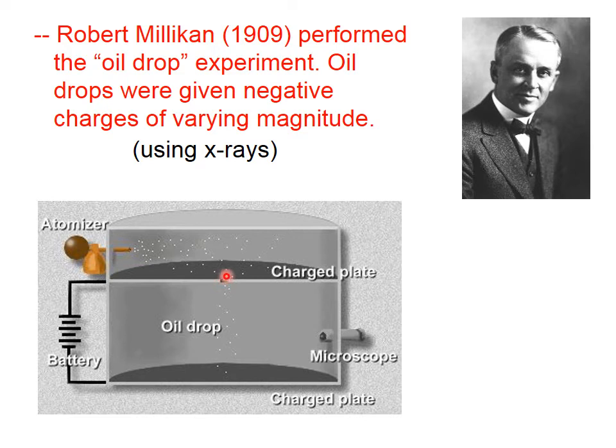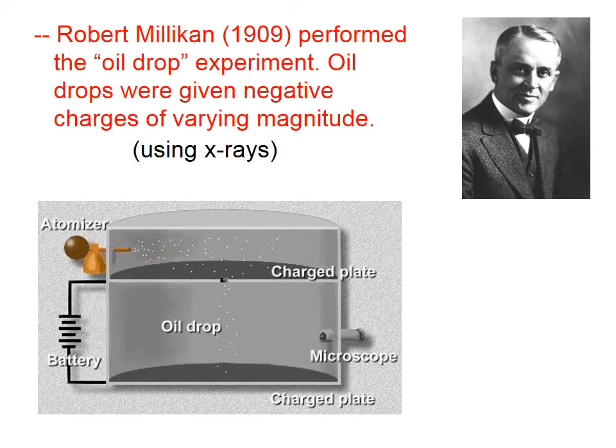And there was a little hole right here in that plate. And in this atomizer, in the upper left, there was oil. And you would squeeze this bulb, and little tiny droplets of oil would come out into this upper chamber. And of course, because of gravity, some of them would fall through this hole.